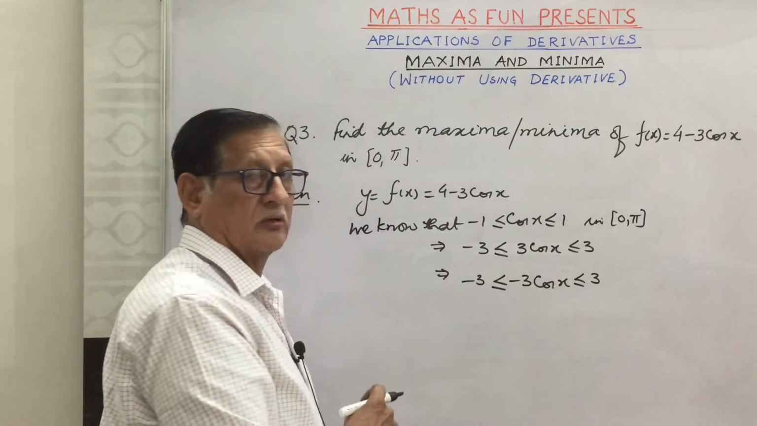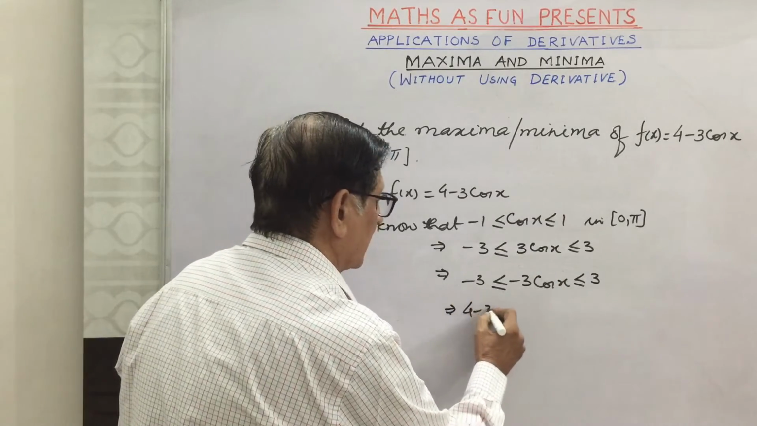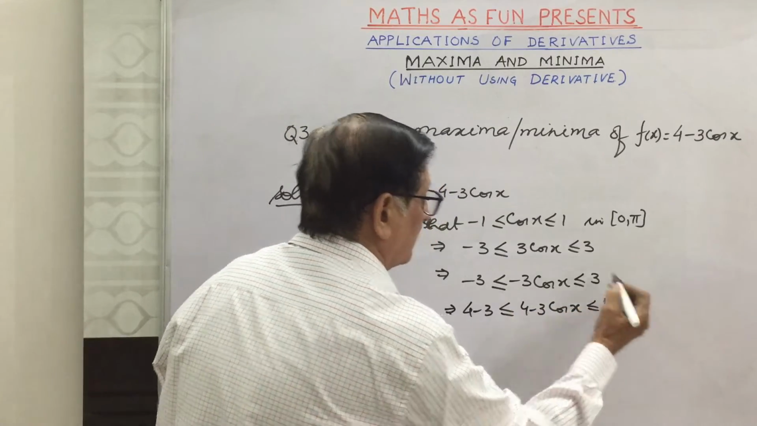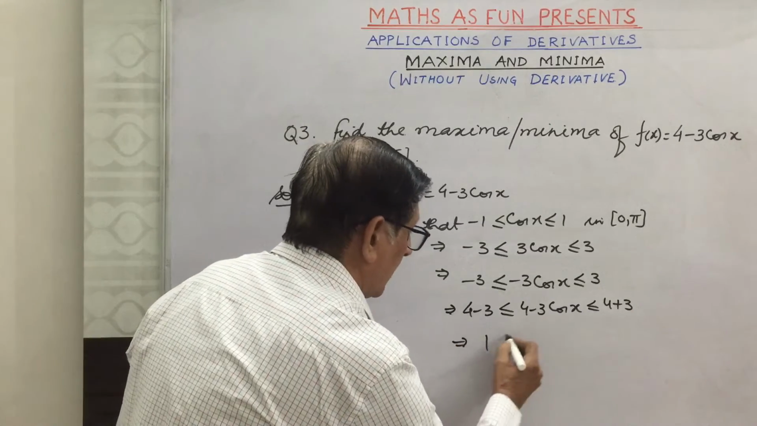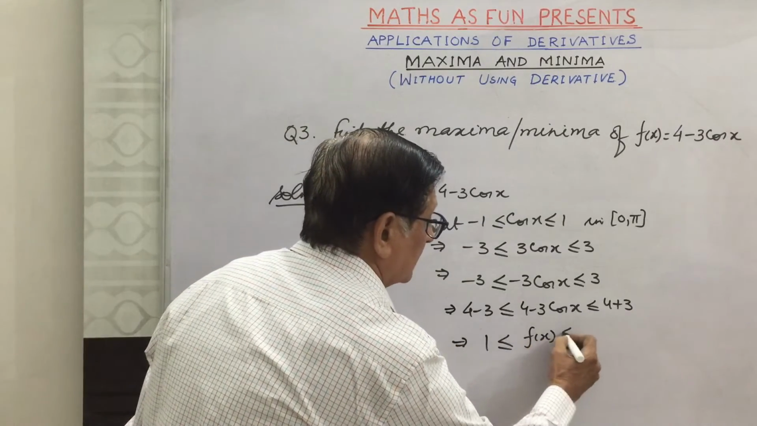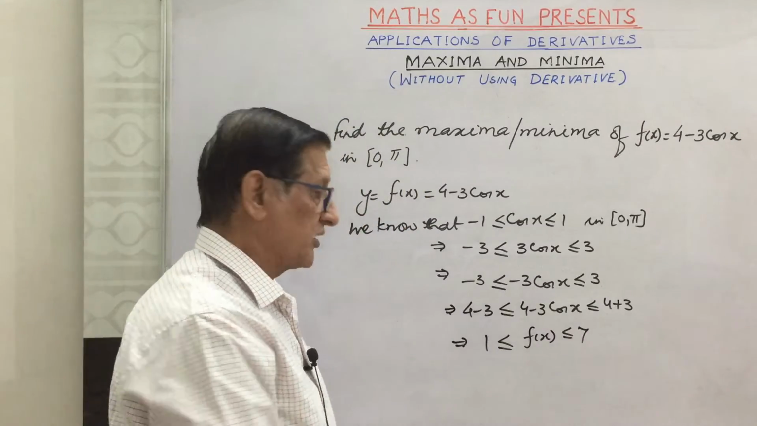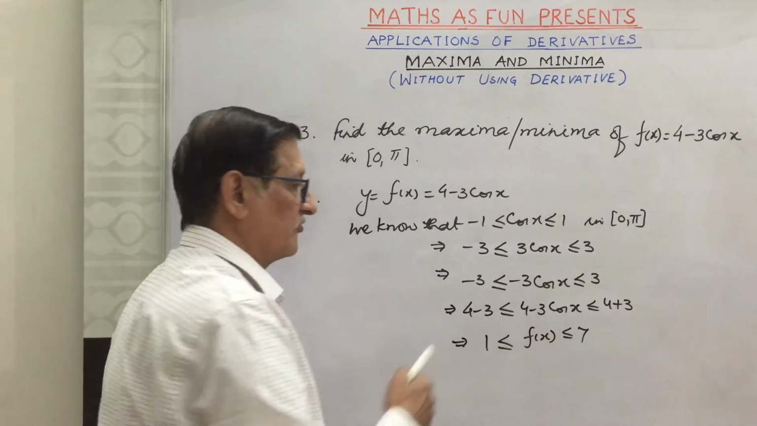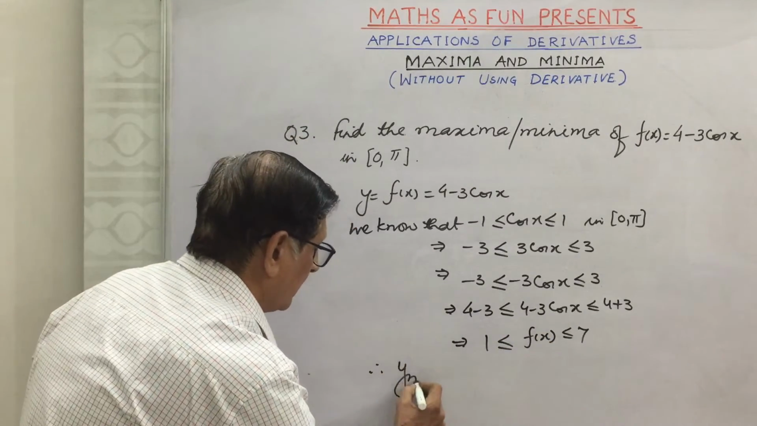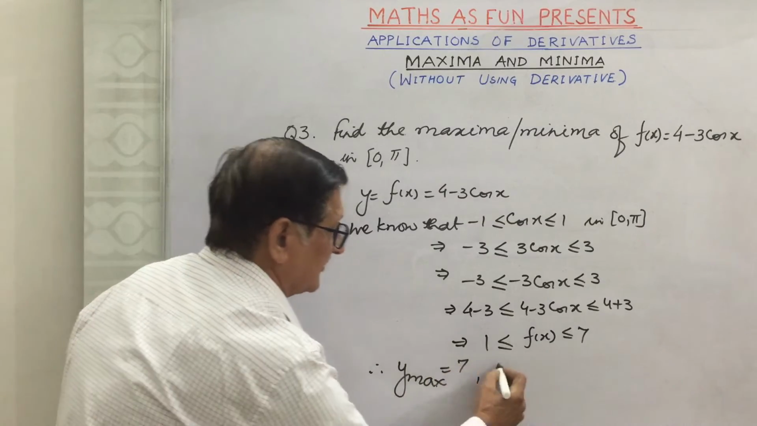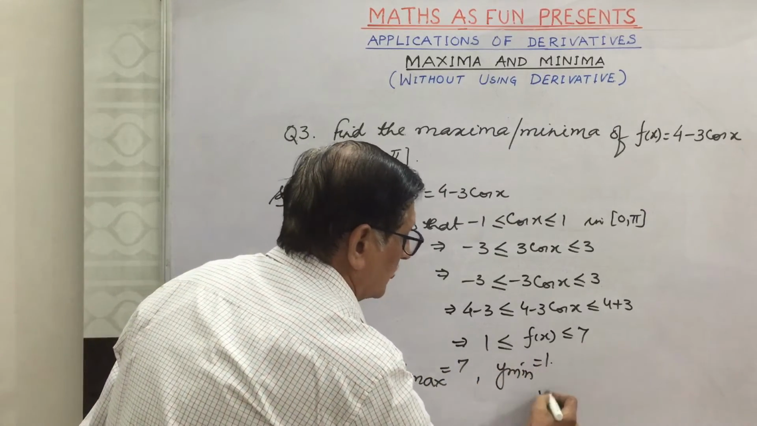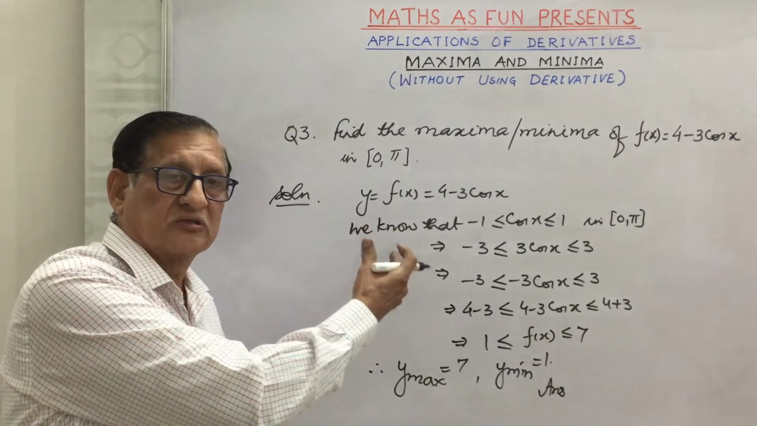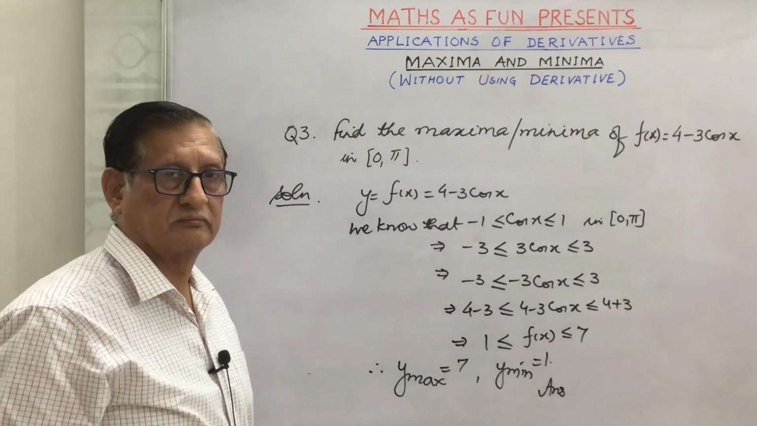If we add 4 in this inequality, we will have 4 minus 3 is less than or equal to 4 minus 3 cos x less than or equal to 4 plus 3, which gives us 1 is less than or equal to f(x) is less than or equal to 7. It means the minimum value of f(x) is 1 and the maximum value is 7. So we can write, therefore, y maximum is equal to 7 and y minimum is equal to 1. Like this we can find out the maxima and minima of functions given to us without using derivative.